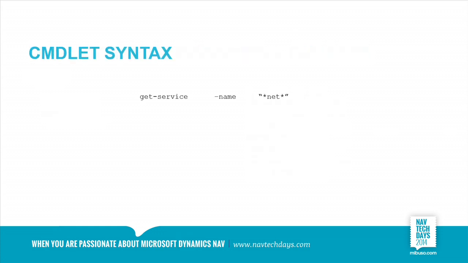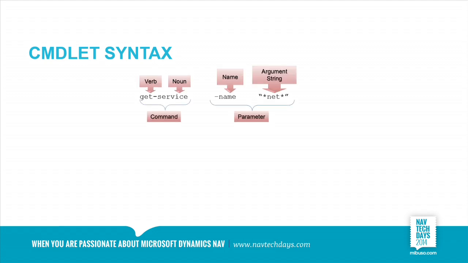So, when we're talking about commandlets, we have to talk about syntax as well before we can actually use it. A commandlet is always a verb and a noun. The verb says what am I going to do? In this case, I'm going to get something. And the noun says with what? So I want to get service information in this case.